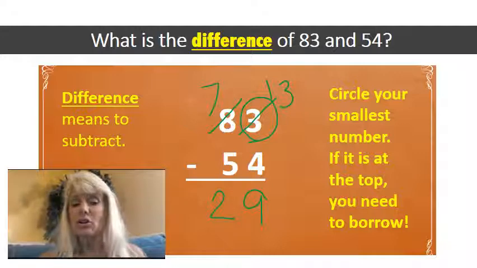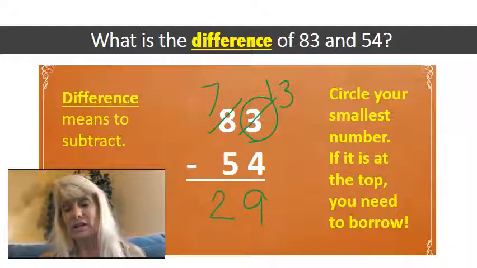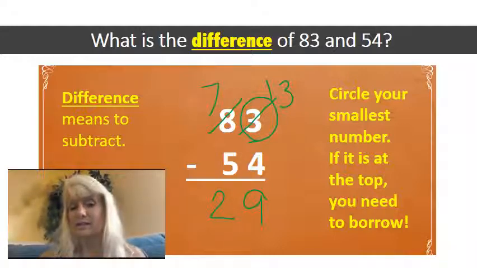That is a smaller number than 83. So I know that I have subtracted because I was taking 54 away. So I need my answer to be smaller than the 2 numbers that I was trying to subtract.